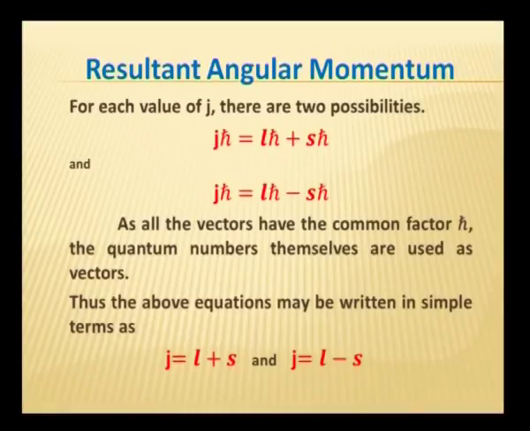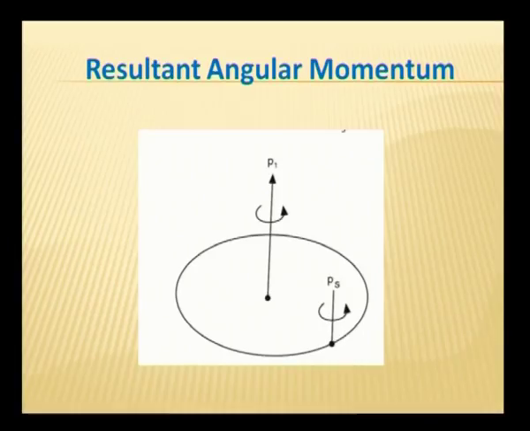For instance, let me take L equal to 1. S is half, 1 plus half will be 3 by 2, so J will be 3 by 2. So mj will have 2j plus 1 values. 2j is 2 into 3 by 2, that is 3, plus 1, 4 values. So mj will have 2j plus 1 values, ml will have 2l plus 1, ms will have 2s plus 1, mj will have 2j plus 1 values.